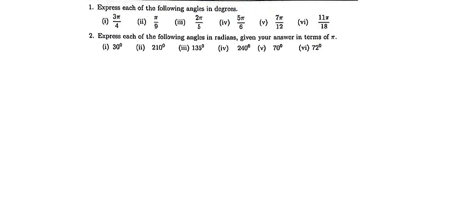The question says express each of the following angles in degrees. Here the measures we've been given are radians, and we want to convert to degrees. For the second question, it's the opposite: they've given us the angles in degrees, and they want us to convert them to radians. How do we handle these simple questions? For the first one, there are two ways. 3 pi over 4.